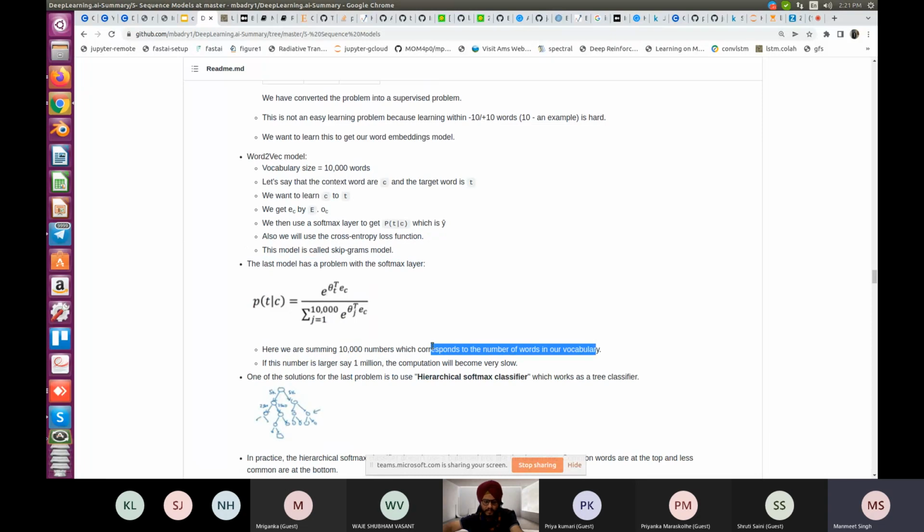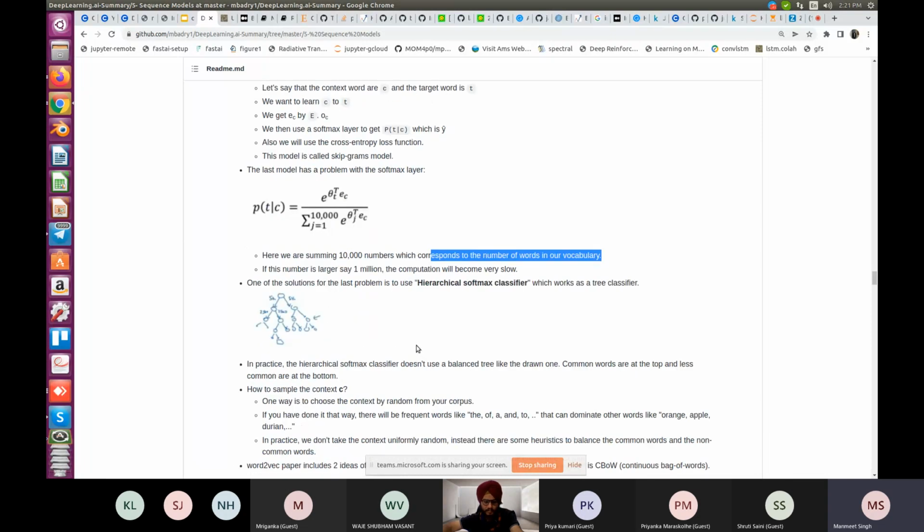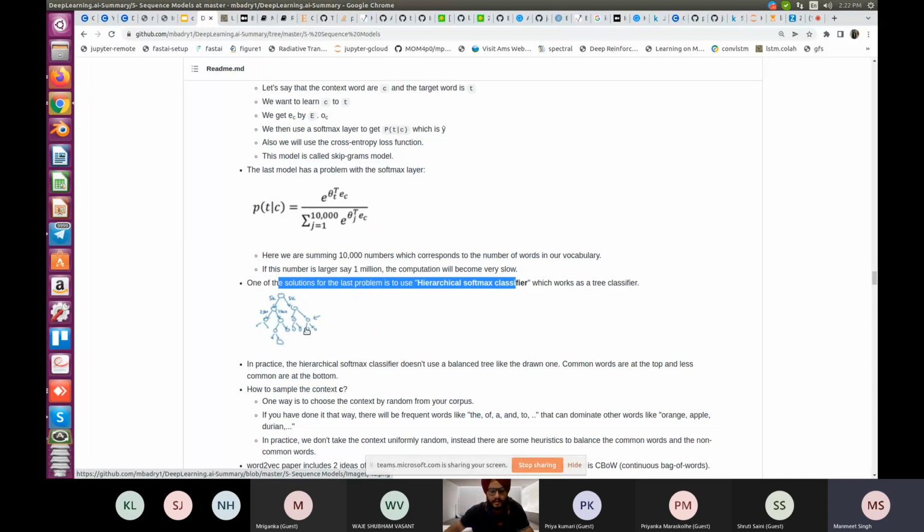And if the number is large, the computation can become slow. One solution is to use a hierarchical softmax classifier, which also works as a tree classifier. So rather than using just a single softmax layer or softmax classifier, you can use this hierarchical softmax classifier. In practice, the hierarchical softmax classifier doesn't use a balanced tree like the one drawn; common words are at the top and less common words are at the bottom.